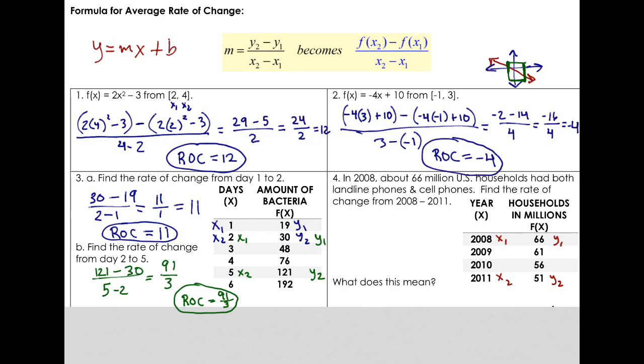Then we just get to doing the math, plugging into the formula. So 51 minus 66 over 2011 minus 2008. On top, that turns into a negative 15. There's a 3 on the bottom. Punch it in your calculator. That is equal to a negative 5. So the rate of change is equal to negative 5.